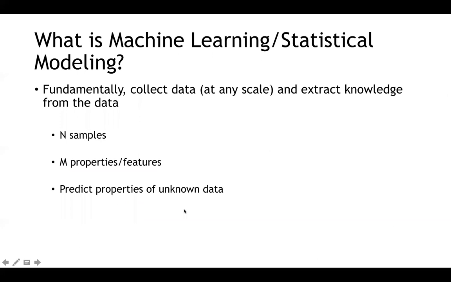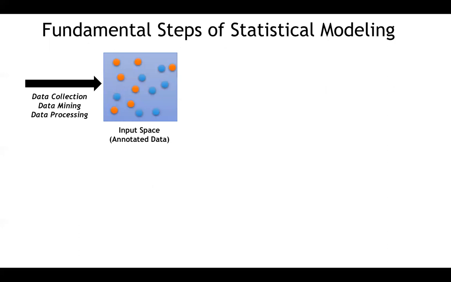All right, so before I start doing machine learning using scikit-learn, I want to introduce what machine learning or statistical modeling is. Fundamentally, it is collecting data and then extracting knowledge from the data. So you'll have n samples, which is n number of rows, and you have m number of properties or features, and then you predict the properties of unknown data. Here are the fundamental steps of statistical modeling. So you have data, and then you collect the data, you mine and process it, and then here is your input space.